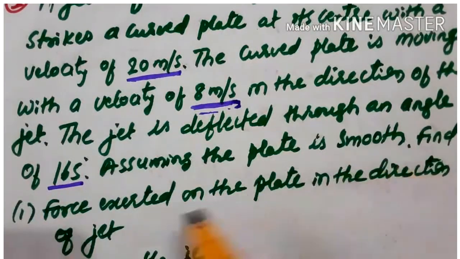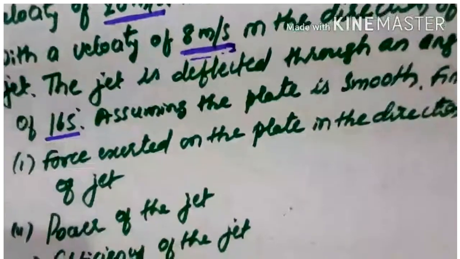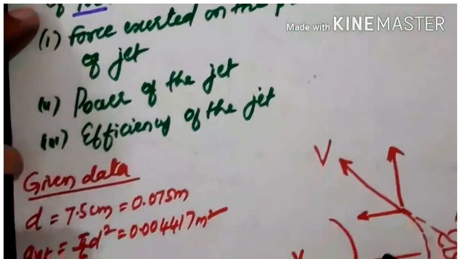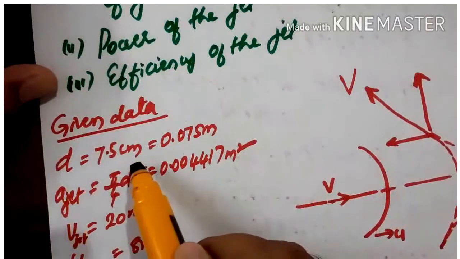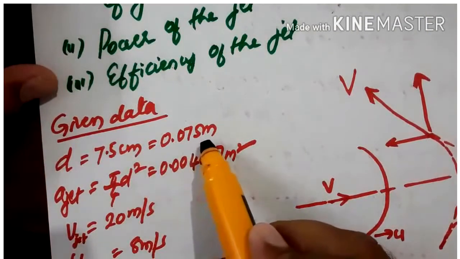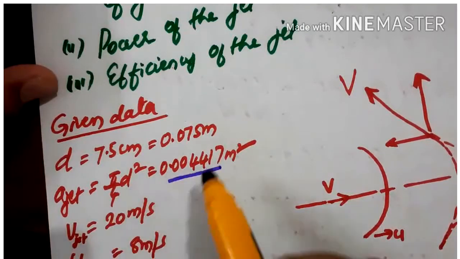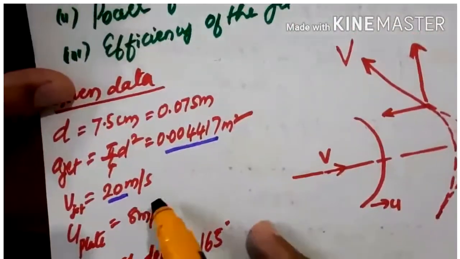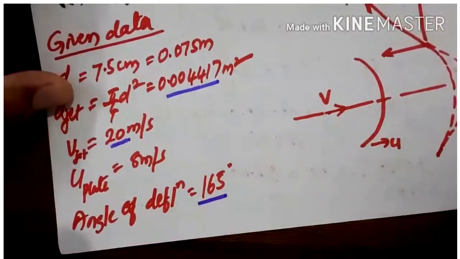Assuming the plate is smooth, find the force exerted on the plate in the direction of jet, then the power of the jet, then the efficiency of the jet. So let us write first the given data here. The diameter of the jet is given, that is d, 7.5 centimeter, that will be equal to 0.075 meter. Then calculate the area of the jet from the diameter, pi by 4 d square. So this is the answer we get. Then the velocity of the jet is given, 20 meters per second. At this velocity the jet is striking the vane, and the plate is also moving at 8 meters per second. Then the angle of deflection is given as 165 degrees.